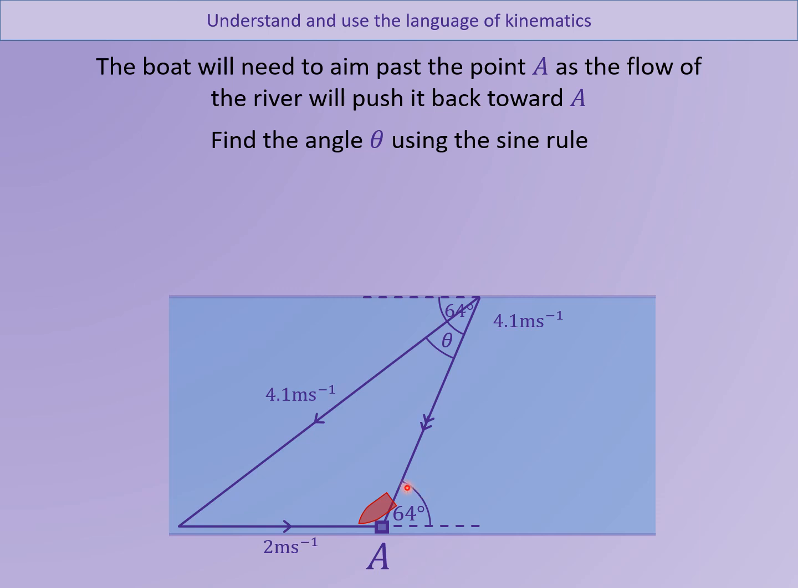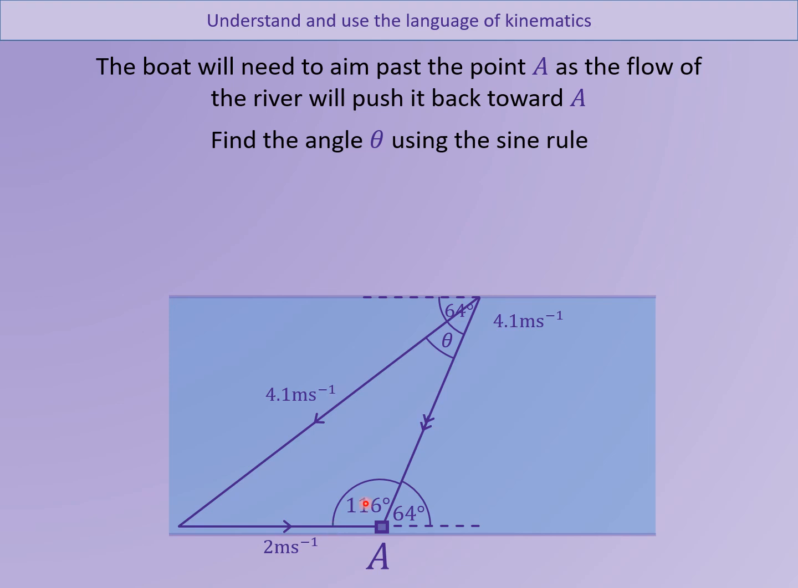We know that this angle here is 64 degrees. This is because we have parallel lines for the banks of the river, and here we have an alternate angle, or a Z angle, and we previously calculated that this angle here was 64, so we have 64 over here. From that we can calculate this inside angle. 180 minus 64 gives us this angle of 116.